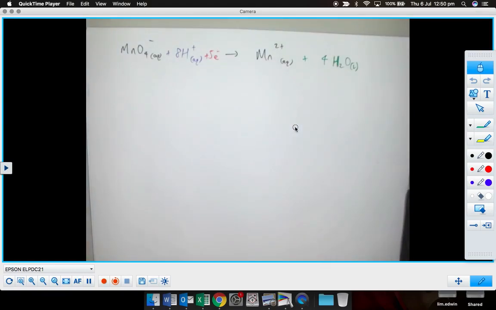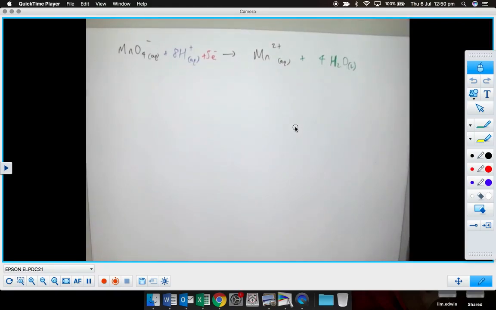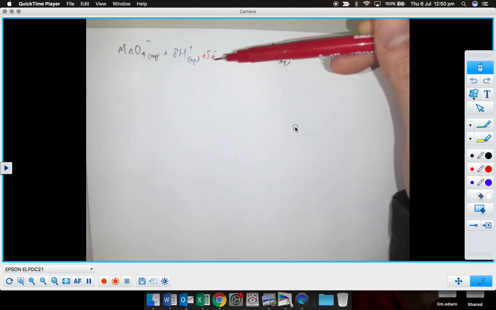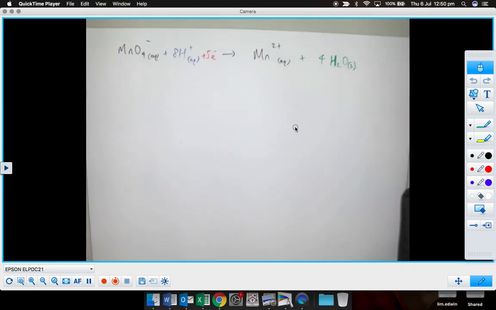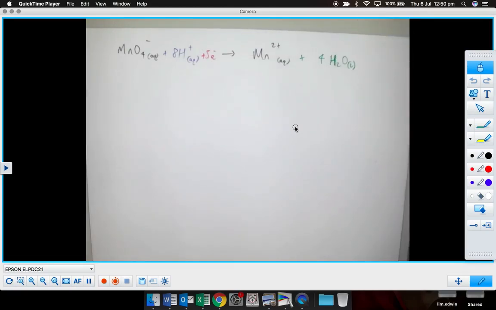Electrons don't have a state. And so this is the balanced equation. Is this an oxidation or reduction? The electrons are on the left. That's a gain in electrons. So this is a reduction process. Let's have a look at the next one that we've got.